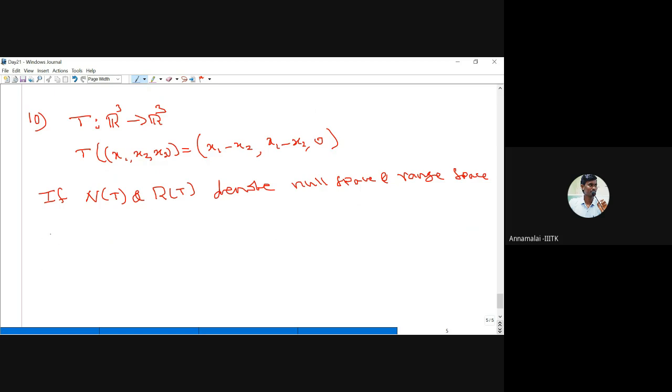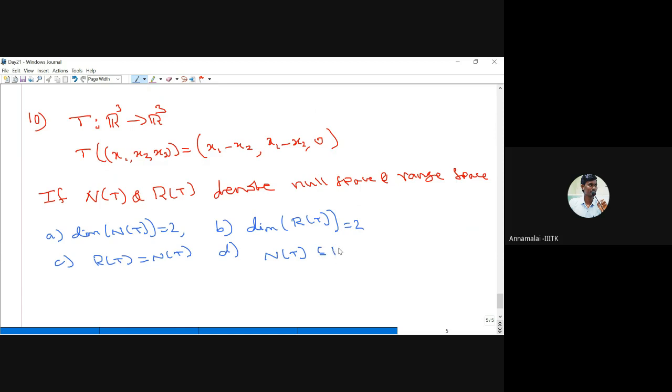The first option: dimension of N of T is 2. The second option: dimension of R of T is 2. The third option: R of T equal to N of T. The fourth option: N of T is a subset of R of T.